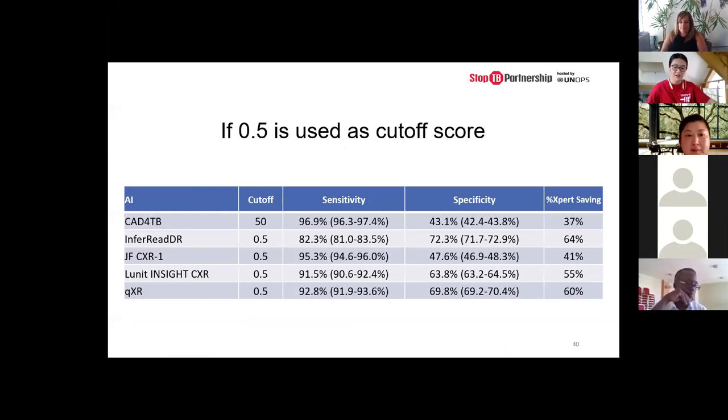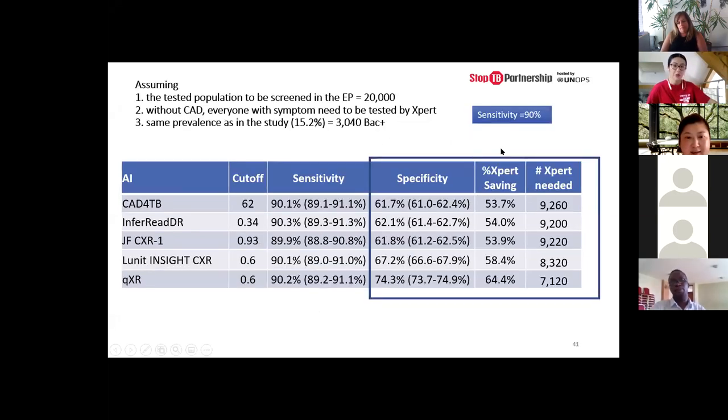Then this is very simple, because a lot of products suggest 0.5 as their cutoff. So we simply select 0.5, and you can see the sensitivity is pretty high for them. And I want to use the 1 minute to explain this concept, which is quite complex. For the implementer, what's relevant to them is the number of cases detected or missed, and then how many GeneXpert cartridges they have left that they can use.